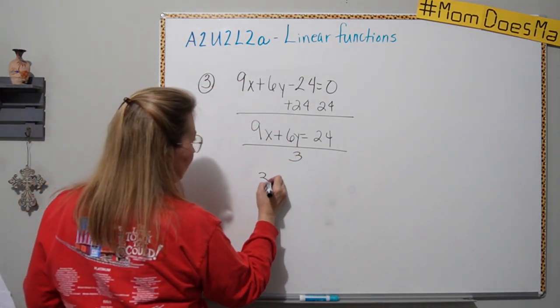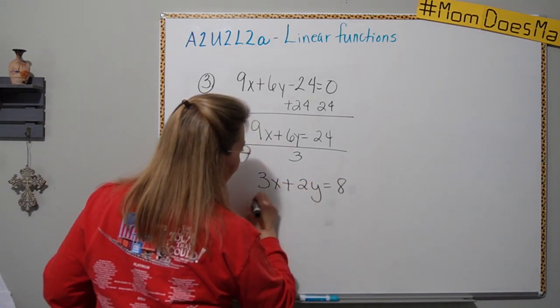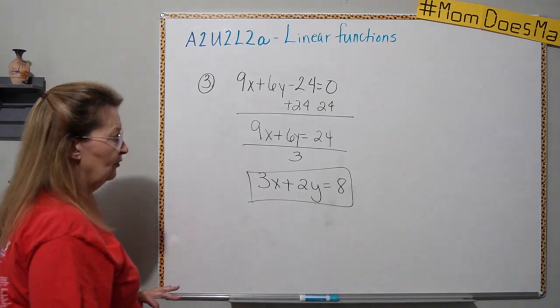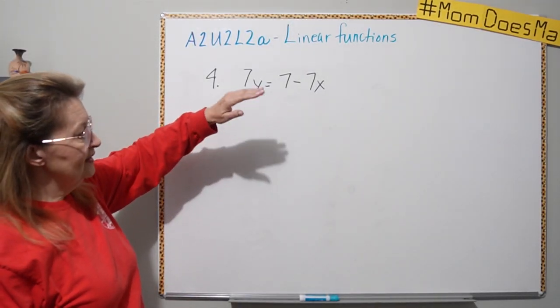When you divide 3 out of that, you're going to get 3x plus 2y is equal to 8. And that is standard form. Okay, let's look at number 4. 7y is equal to 7 minus 7x.